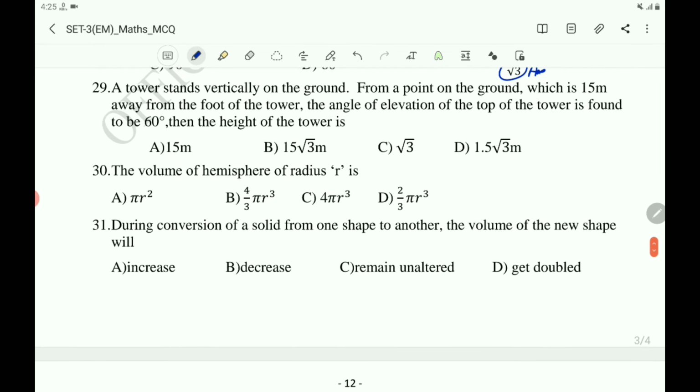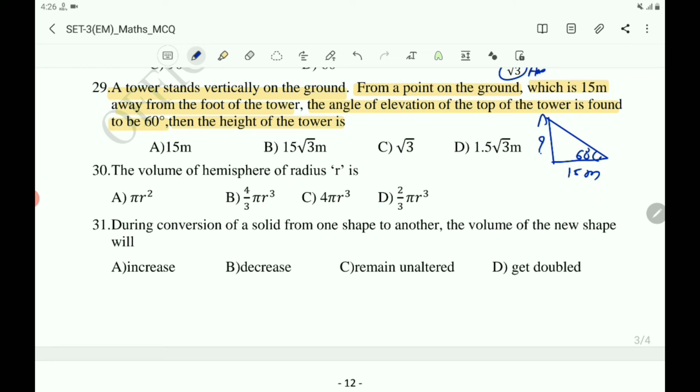Then you take question number 29. A tower stands vertically on the ground. From a point on the ground which is 15 meter away from the foot of the tower, the angle of elevation of the top of the tower is found to be 60 degree. Then the height of the tower is. Here take a tower and a point on the ground 15 meter away from the foot of the tower. This angle is 60 degree.